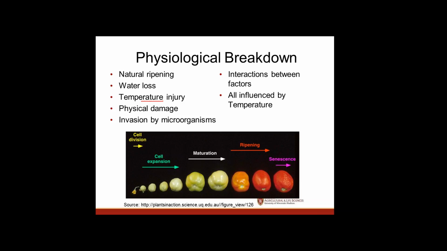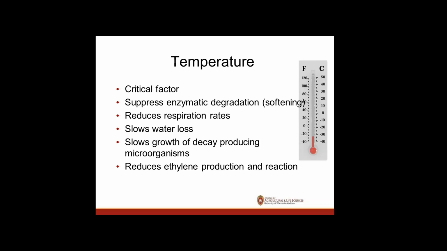We can have temperature injury, either high or low temperature. Physical damage, which I already alluded to, which usually opens the way for microorganisms. And then there's interactions between these. So sometimes we can have temperature injury, and as a result, we get a fungal disease or a bacterial disease. And temperature influences all these and the speed at which they happen. So temperature is a critical factor.